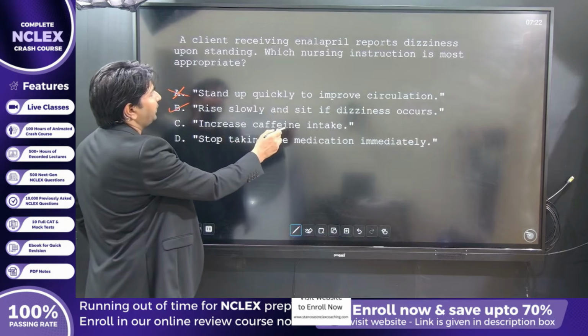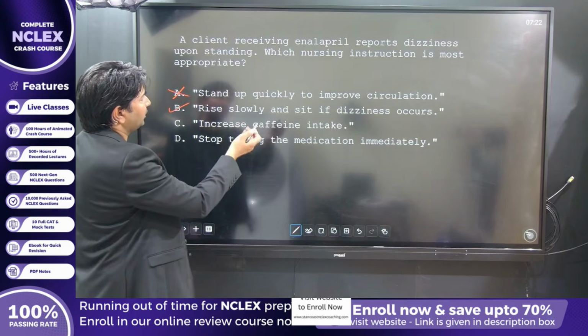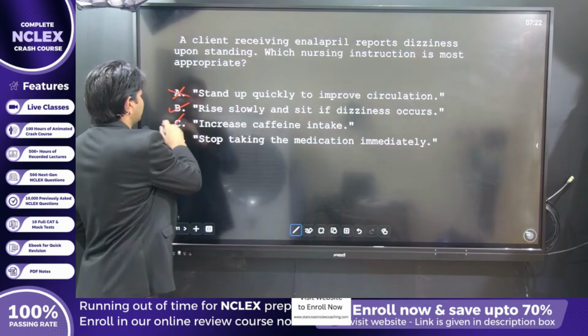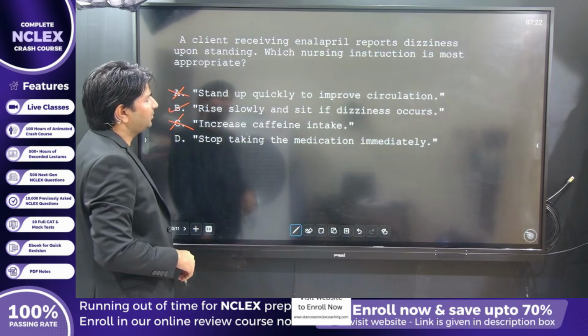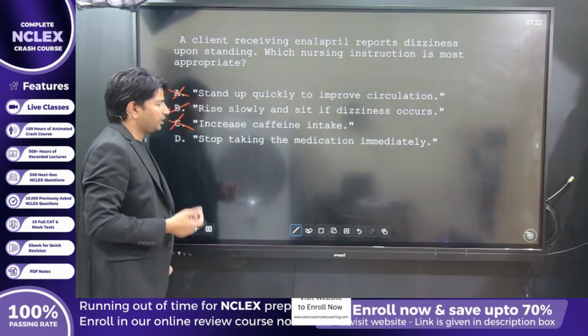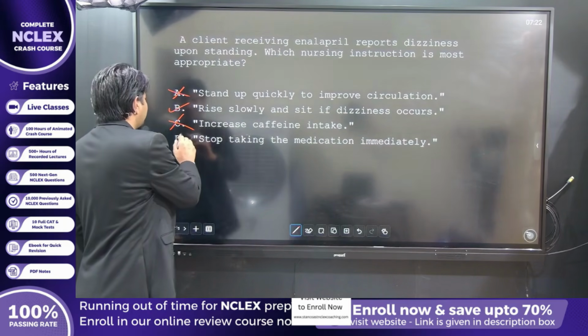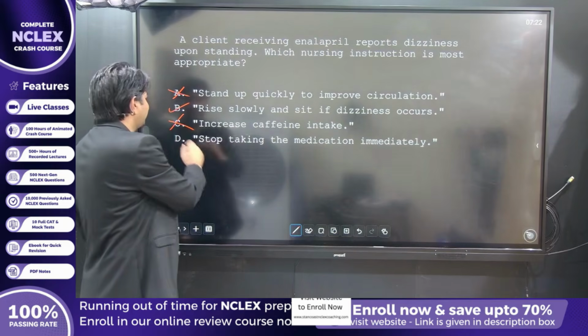Increased caffeine intake? No. Caffeine intake won't help with the dizziness. And stop taking the medication immediately? A patient shouldn't stop their medication immediately without a prescription or a doctor's advice.